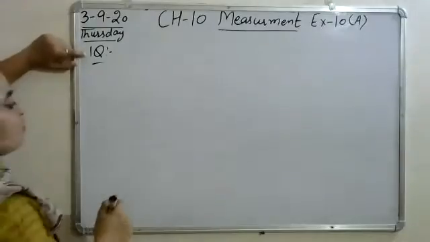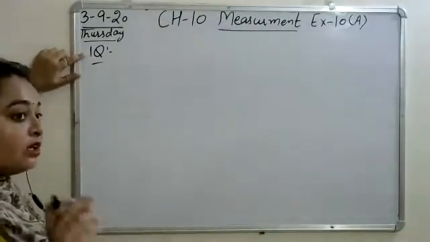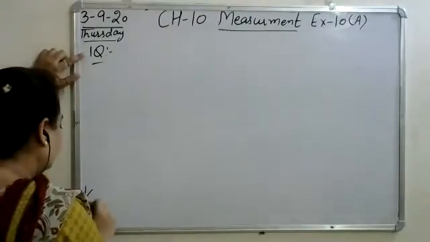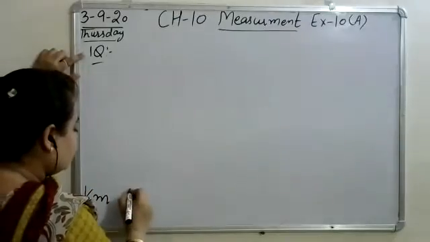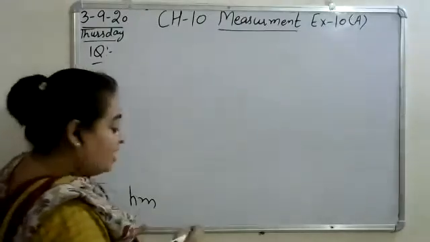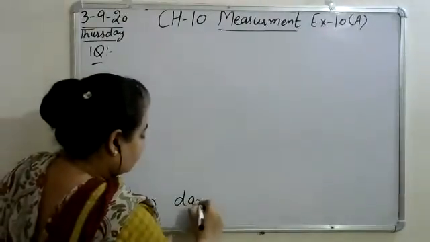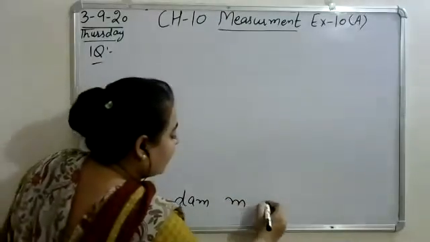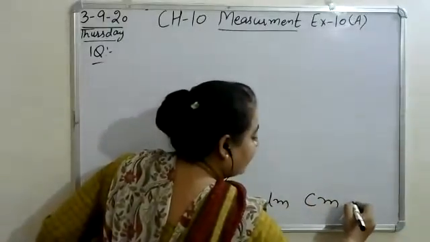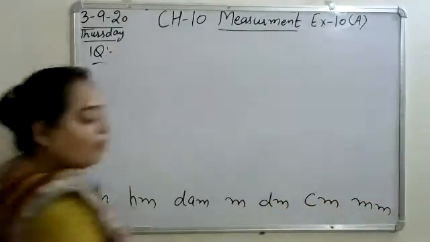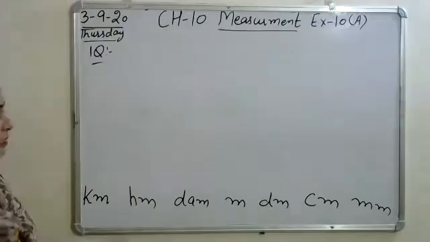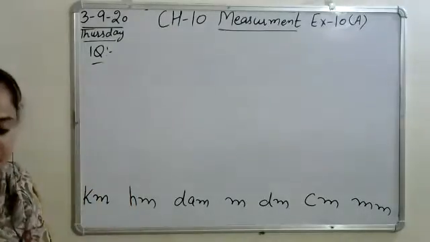Before the first question, all of you write down the table in your notebook. Km means kilometer. Hm means hectometer. Dam means decameter. M means meter, dm means decimeter, cm means centimeter, and mm means millimeter. All of you write down this table in your notebook quickly. Then we will start the first question.